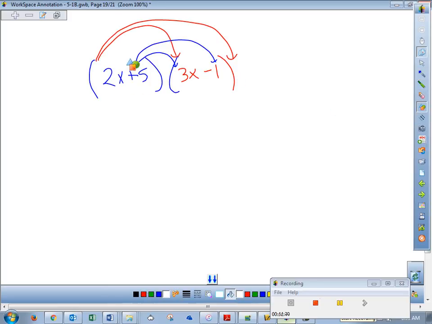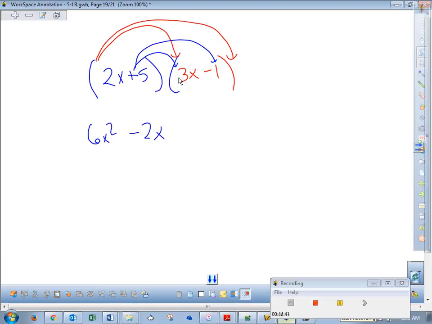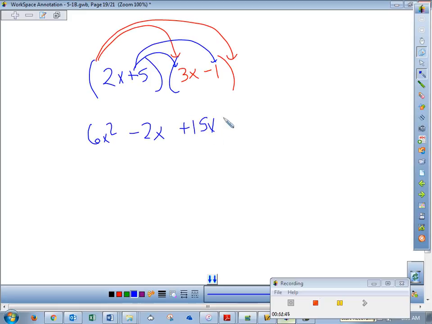We covered this dude up and said take 2x times every dude in there. First terms times each other. Last terms times each other. Then you'd move whatever the heck this was out of the way and take it. Inside guys times each other. And last terms times each other. I should have said outside when I said last earlier before. But then you combine your like terms.